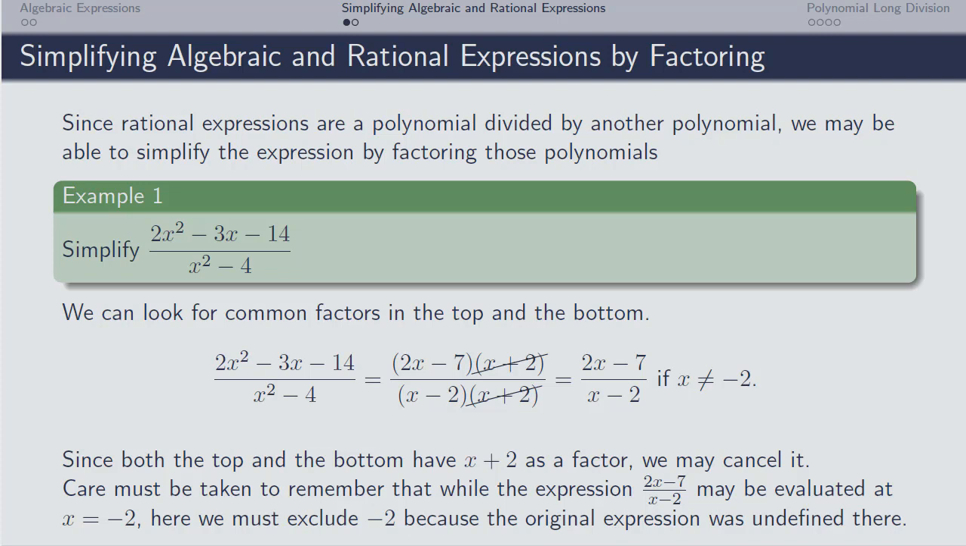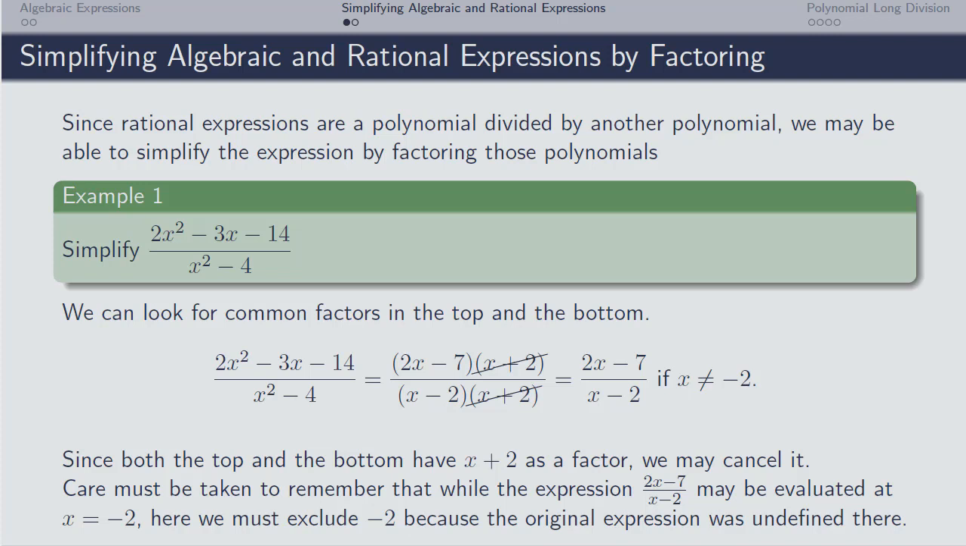So that leaves 2x minus 7 divided by x minus 2. But I do need to make a little bit of a caveat there. Because the original expression given to me was undefined at plus or minus 2, this expression can also not be defined at plus or minus 2. Now, the expression 2x minus 7 divided by x minus 2 is not defined at 2. But it is defined when x is equal to negative 2. I can plug in negative 2 there without any trouble. I get negative 11 divided by negative 4, that's 11 fourths. No problems there.